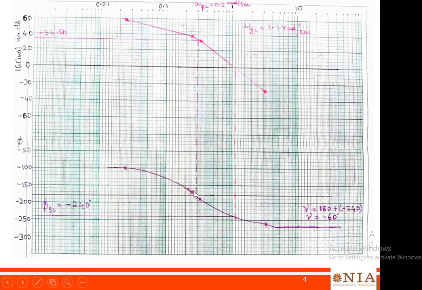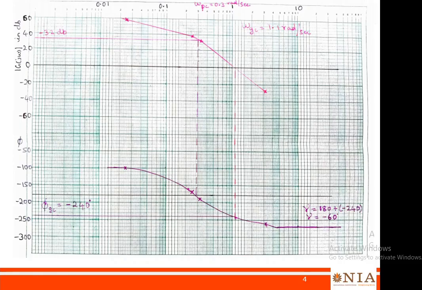Similarly, please plot the other points also, and kindly join all these points using a smooth curve. Okay, the phase plot can be a smooth curve. This is your phase plot. So after completion of this video, please draw by yourself and see whether you're getting this curve.